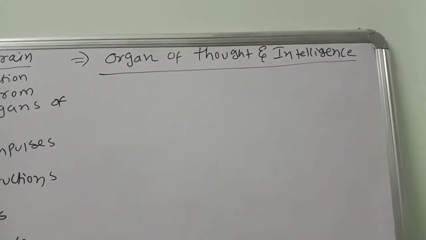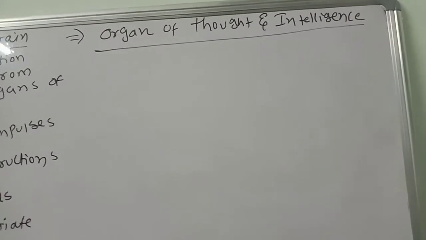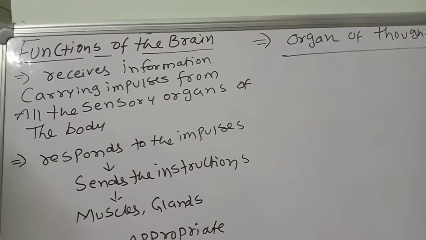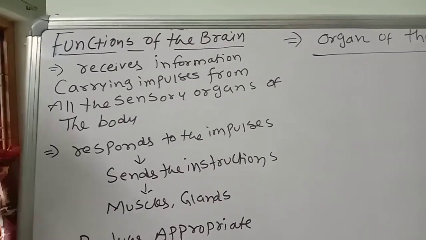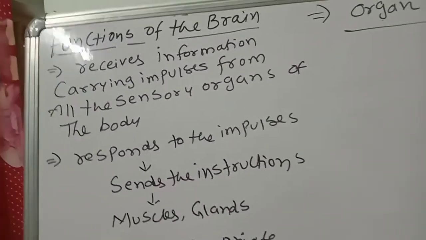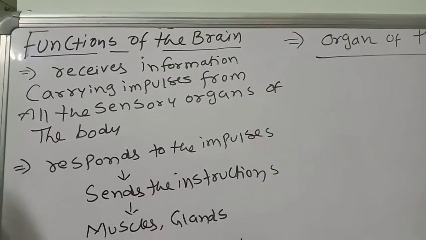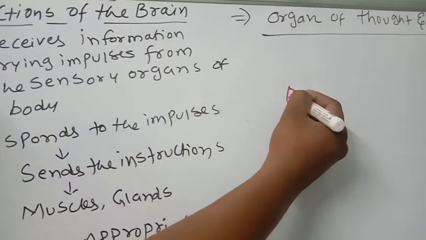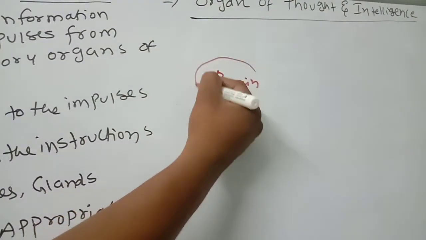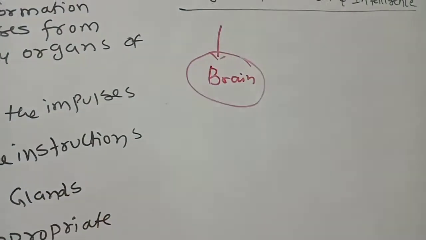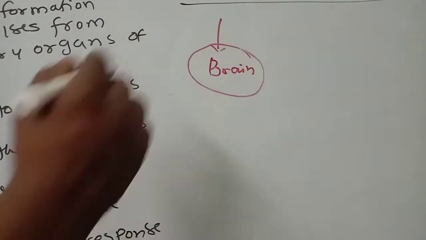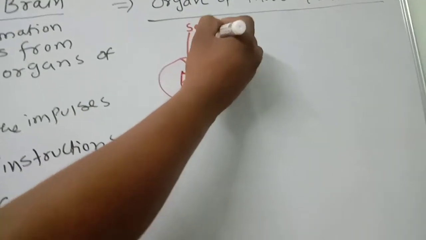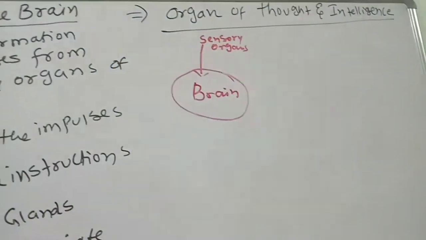Okay, children, observe very carefully. We are discussing the functions of the brain. You know very well, without the brain there is no intelligence, no memory, no life at all. First, what are the functions of the brain? It receives the information, carrying the impulses from the sensory organs to the brain.